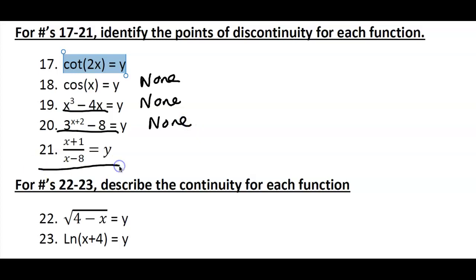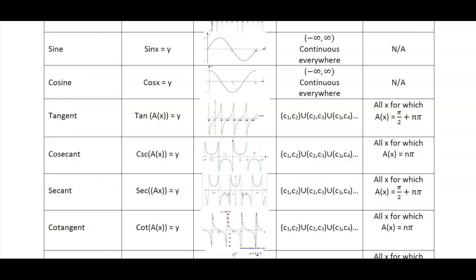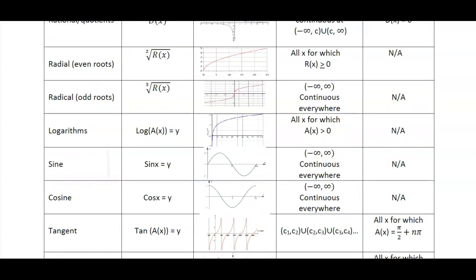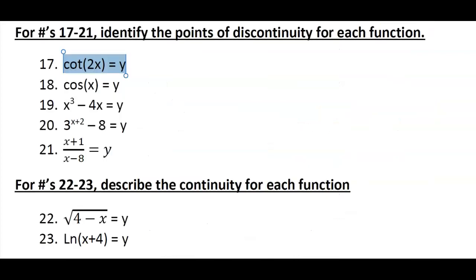Now, number 21, though, is a different story. That's a rational function. Rational functions, or quotient functions, do have discontinuities. So let's take a look at them real quick here. Here's a rational function. So rational functions look like a fraction, right? And the discontinuities exist for all x for which the denominator, d of x, equals 0. Okay? So let's go back over here. And we'll say, okay, cool. So what's my denominator? It's x minus 8.